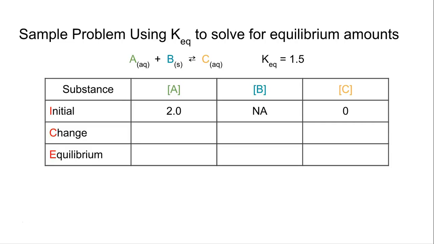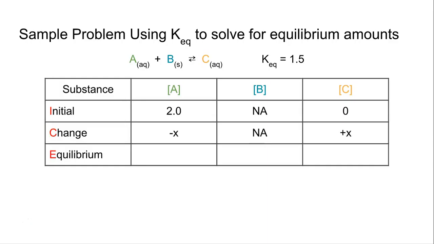B has an NA. Now, the reason why that has an NA is if you look up at the chemical equation, it's a solid. And remember, we don't put solids into the law of mass action, so we don't even care about B the whole way down. And then, as I told you before, C is going to be 0. We know the equation is going to shift to the right. We're going to actually see some products being formed. So let's look and see what the change would be.